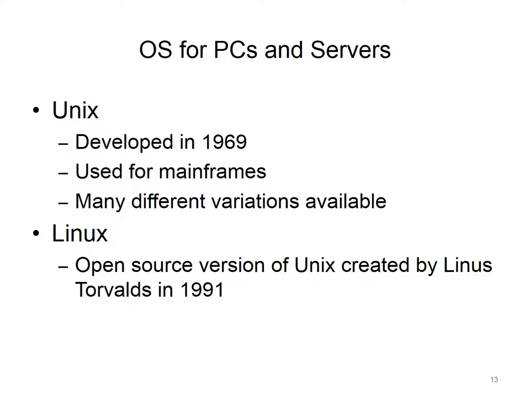Unix is an OS developed in 1969 for mainframes. It is still used today in many different variations and versions. It is very robust, secure, and stable. In 1991, Linus Torvalds created Linux, which is a free, open-source version of Unix. Both Linux and Unix can be installed on both PCs and workstations, as well as large servers and mainframes.